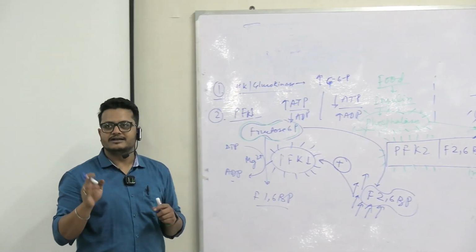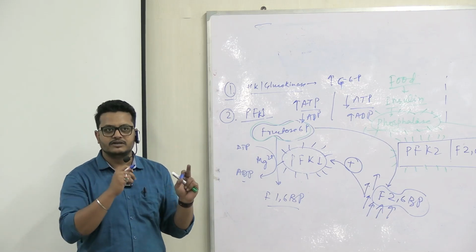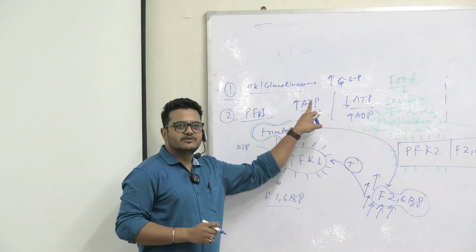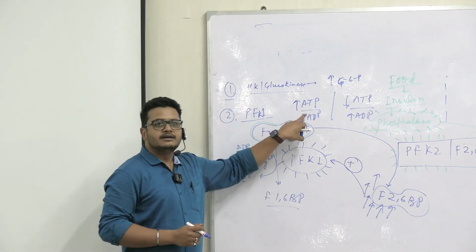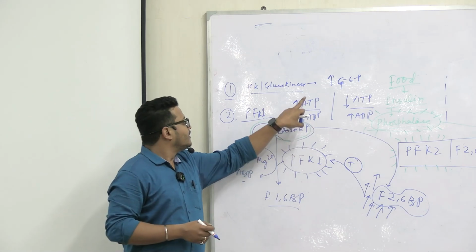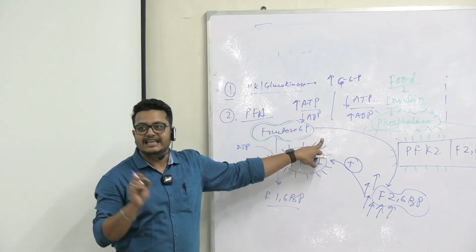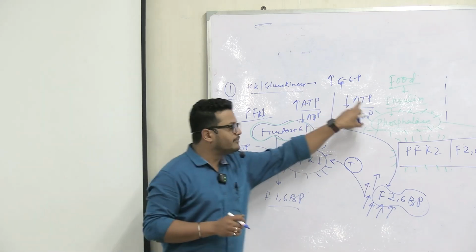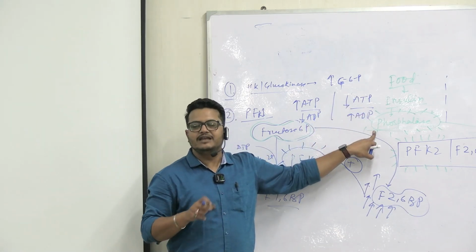I told you, you are not supposed to, I mean, you won't even need to open the book if you go through this. Two scenarios. Scenario number one, where the concentration of ATP is high and the concentration of ADP is low. Scenario number two, the concentration of ATP is less and the concentration of ADP is high.